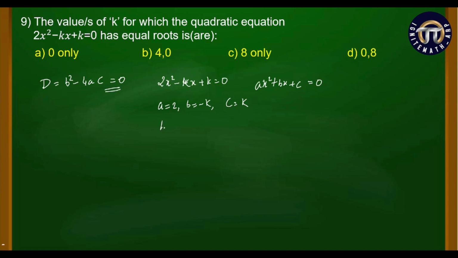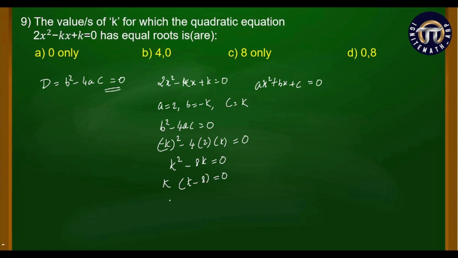So since the roots are equal to each other, b square minus 4ac is equal to 0: minus k the whole square minus 4 into 2 into k is equal to 0. Clear, children? So I can write this as k square minus 8k equal to 0. Then I take k common, k into k minus 8 equal to 0. Now apply the zero product rule: k equal to 0 or k minus 8 equal to 0, so k is equal to 8. So k can take the value 0 or 8. So option D is the right answer.